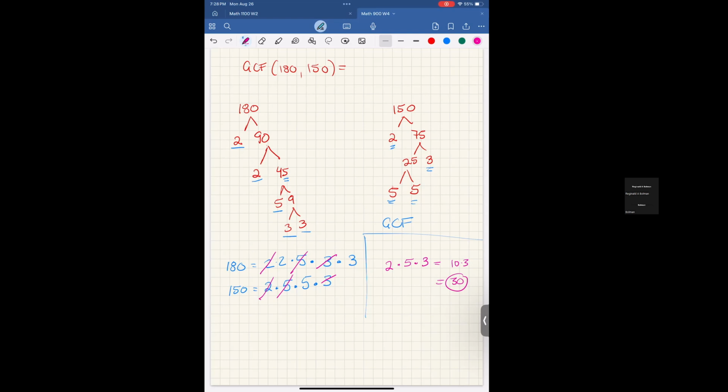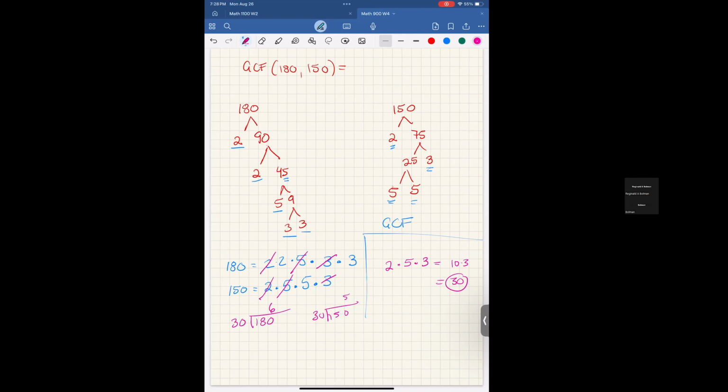And we can prove this to ourselves by going to the side of our page and dividing 30 into 180. 30 into 180 should go 6 times. And then 30 into 150 should go 5 times. You guys can do it on your own time if you wish. But 30 is, in fact, the greatest number which will divide 180 and 150.